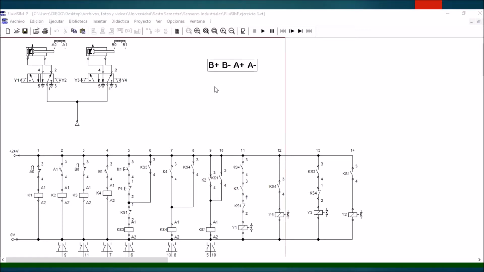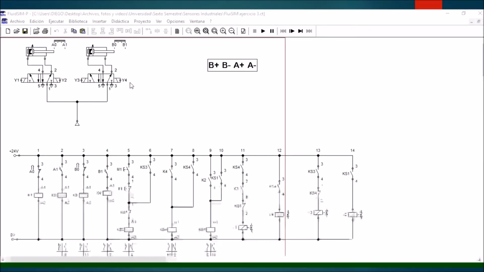We will use the following elements for the pneumatic part: two double effect cylinders and their respective sensors. The first sensor is at 0, and the second sensor is at 100, with the respective valves for the change of position of the cylinder.